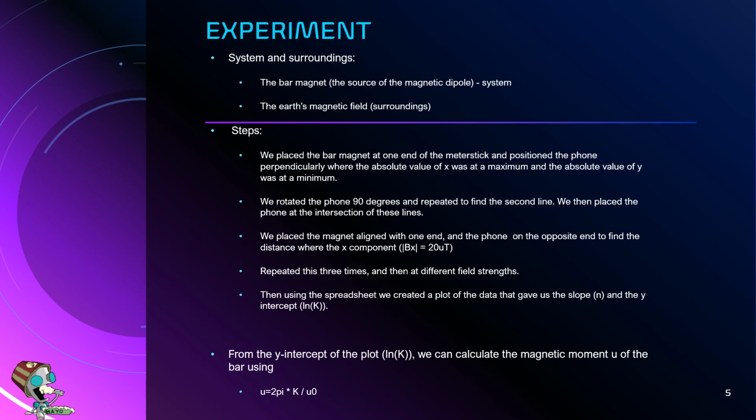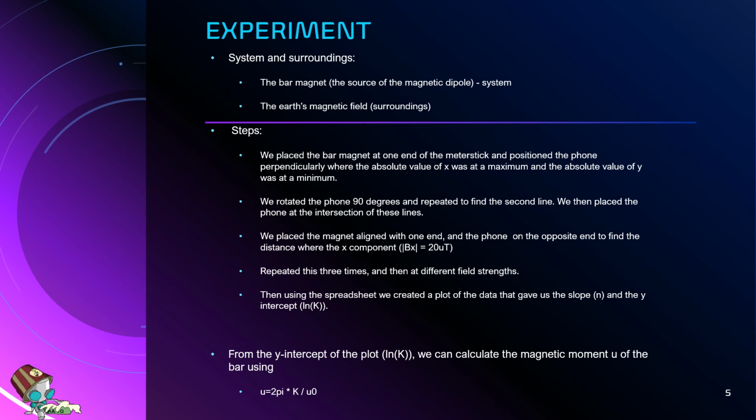We rotated the phone 90 degrees and repeated to find the second line. We then placed the phone at an intersection of these lines. We placed the magnet aligned with one end and the phone on the opposite end to find the distance where the magnitude of the magnetic field for x is equal to 20 µT. We repeated this 3 times and then at several different field strengths.